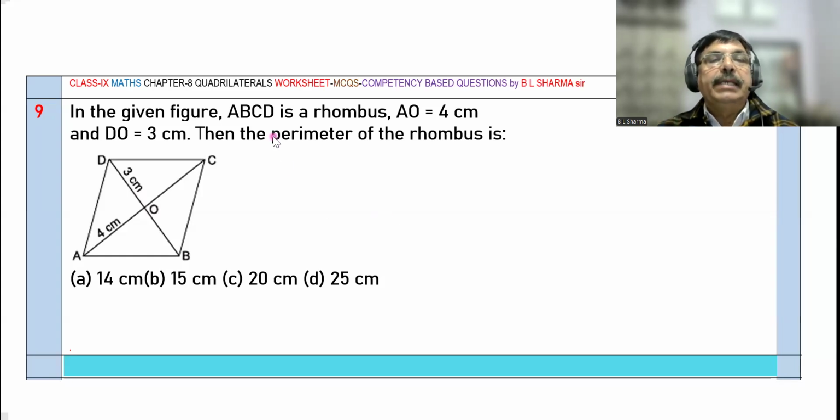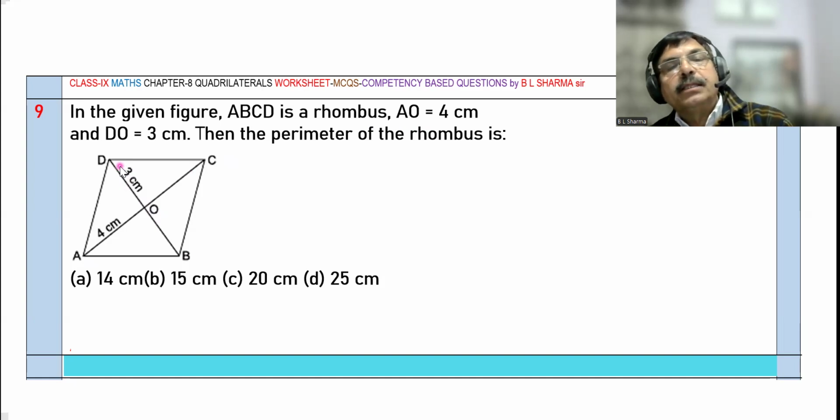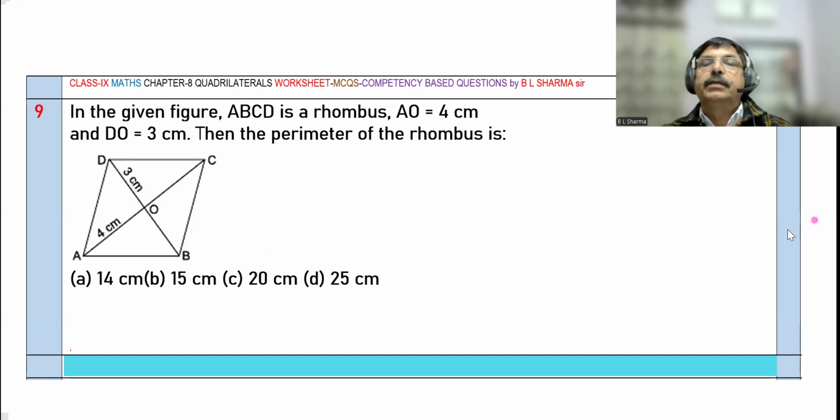In the figure, ABCD is a rhombus. AO and DO are 4 centimeter and 3 centimeter. Then what about the perimeter of the rhombus? We know that diagonals of a rhombus bisect at 90 degree. So angle AOD is equal to 90 degree.